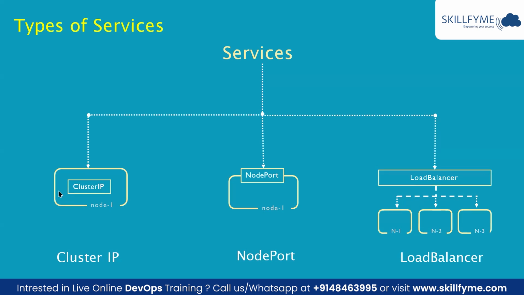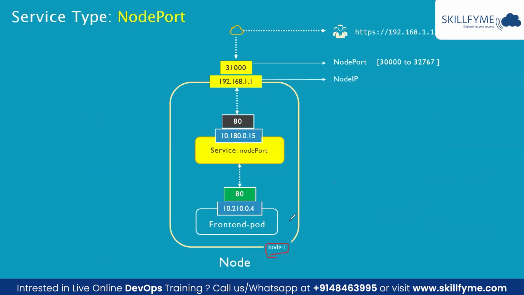So as we discussed already, we have a node. Assume that in this node, I have deployed one pod, and I consider this a front-end pod. Whenever we deploy any pod, we know that the pod will be allocated a unique IP address. This is my pod IP address, and this is the port number of the container. Let's say we are running an Nginx application, so the container port will be 80. Correct. Now, if you want to access this pod from the internet, in that case, we create one service, and the service type will be NodePort.